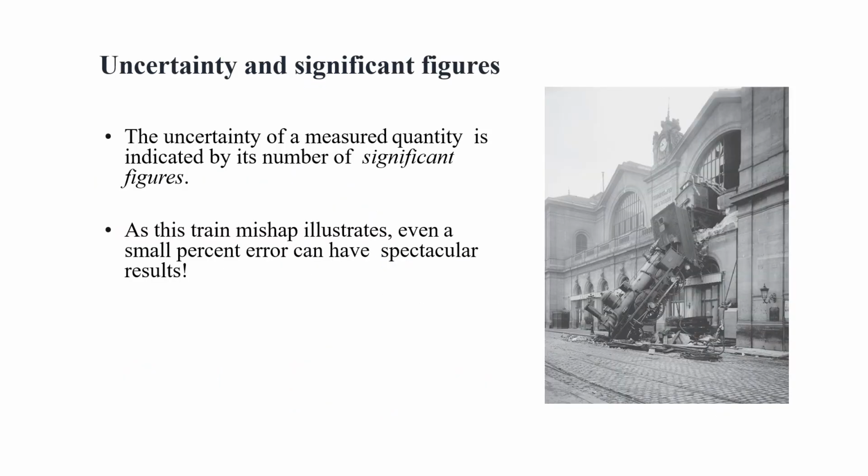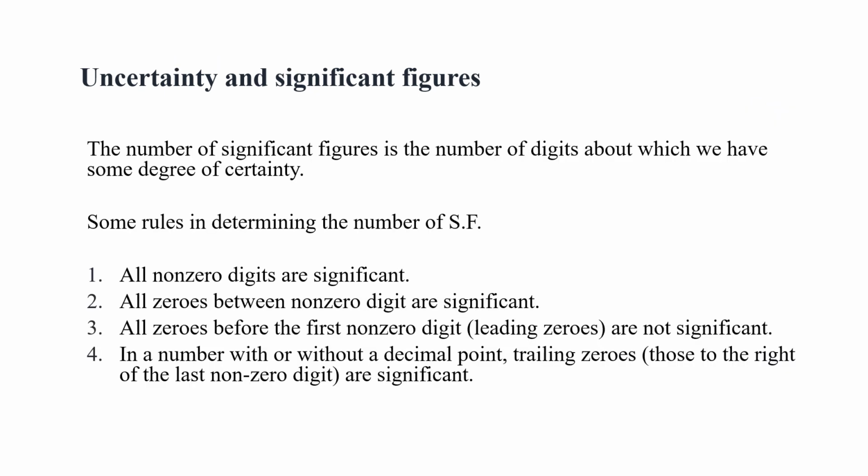So now let us go to uncertainty and significant figures. So what is uncertainty and what are significant figures? So the uncertainty of a measured quantity is indicated by its number of significant figures. The number of significant figures is the number of digits about which we have some degree of certainty. Now these are some of the rules in determining the number of significant figures for your quantities.